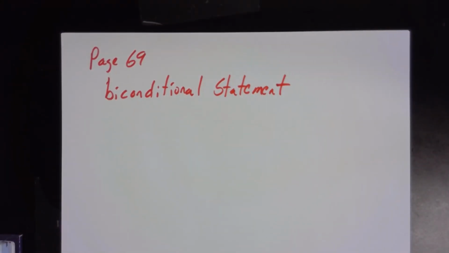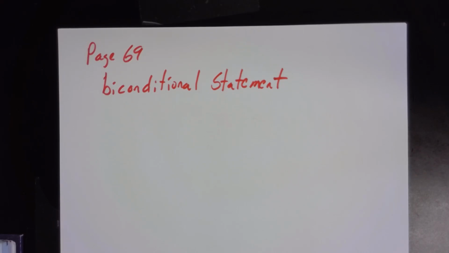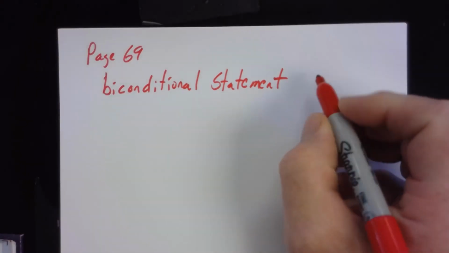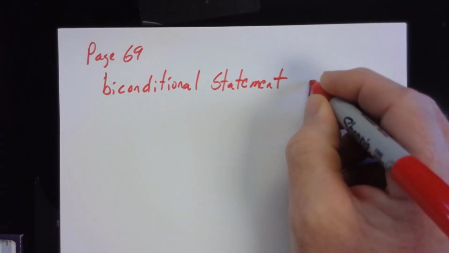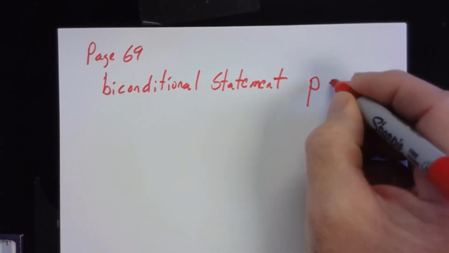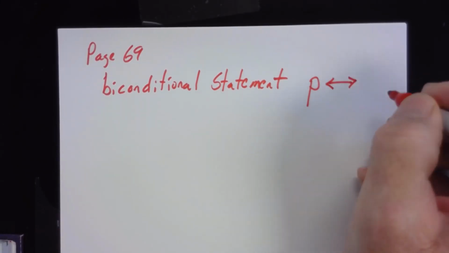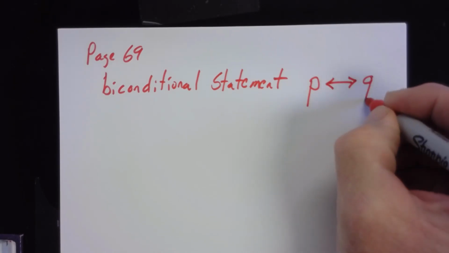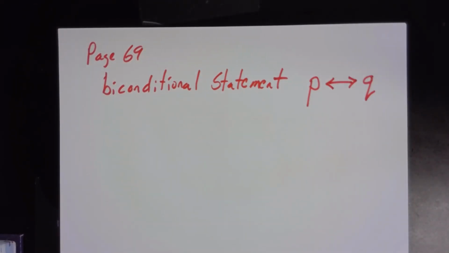Okay, a biconditional statement is the one thing we didn't get to cover yesterday, and the notation looks like this: P, and then you have the arrow going both directions, and then Q. And here's how a biconditional statement works.